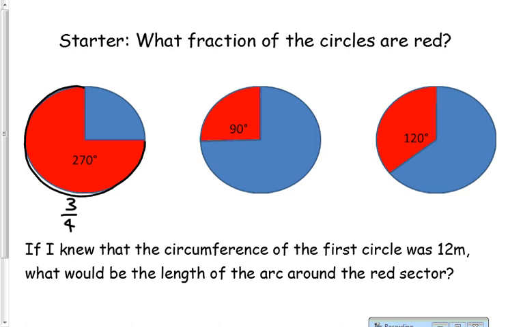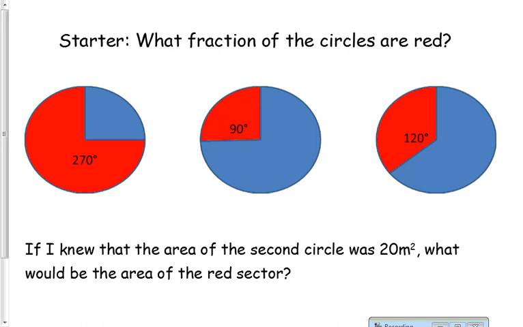We know that the circumference is 12 metres, and so it's going to be 3/4 of 12 metres, and that is going to give me 9 metres. And just to make sure, that is going to be my arc length. So 3/4 times my 12 metres, and that gives me 9 metres.